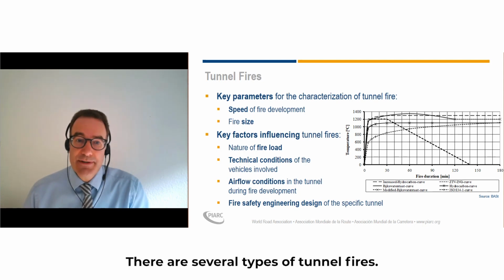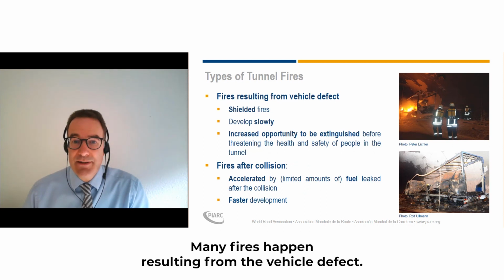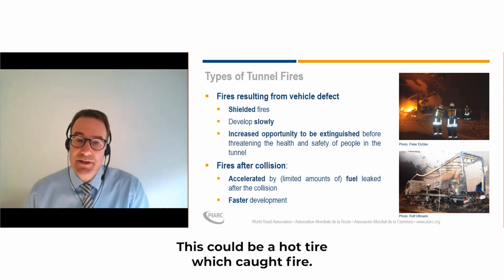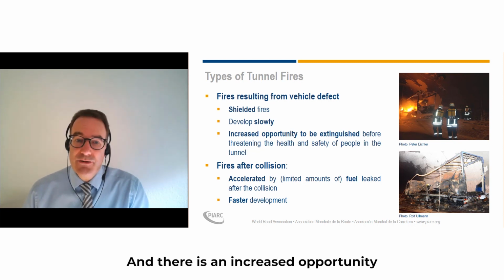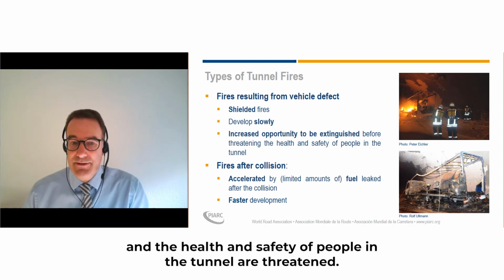There are several types of tunnel fires. Many fires happen resulting from a vehicle defect. So this could be a burning part of the motor. This could be a hot tire which caught fire. And these are mostly so-called shielded fires. They develop slowly, and there's an increased opportunity that this fire type could be extinguished before it will become a big fire and the health and safety of people in the tunnel is threatened.